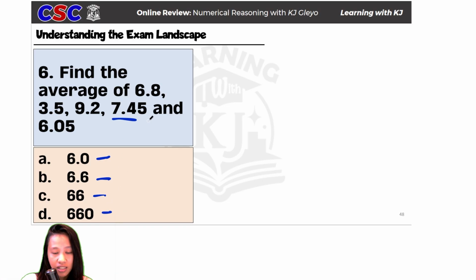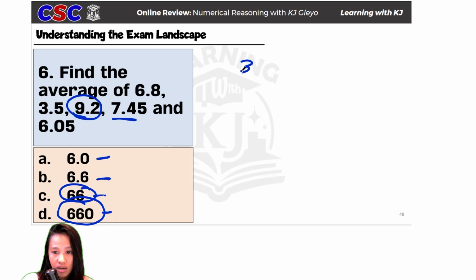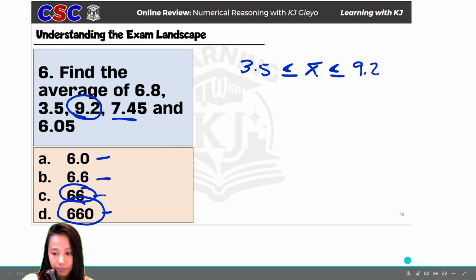Ang numbers natin, ang pinakamalaking number is 9.2. So, hindi pwede na mas malaki pa yung average kaysa sa pinakamalaking number natin sa set. Okay? Sa numbers na i-average natin. So, hindi pwede yon. Dapat, either ang average natin is from the lowest, ayan, 3.5. Ito yung average natin, to the highest number, 9.2. Diyan lang yung range ng possible answers natin. Okay?